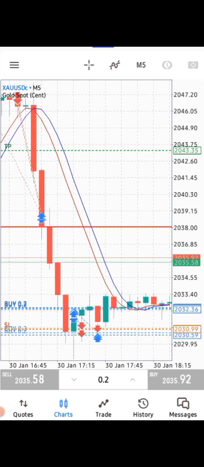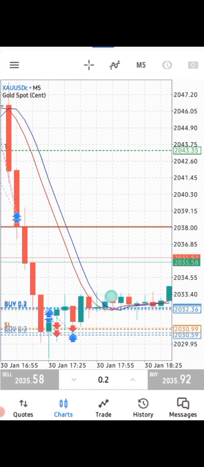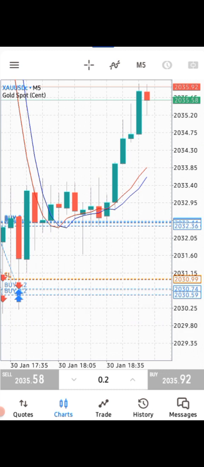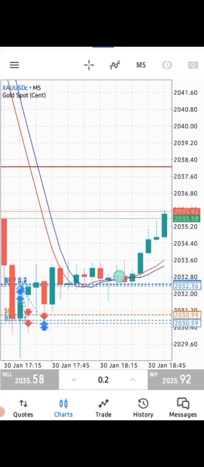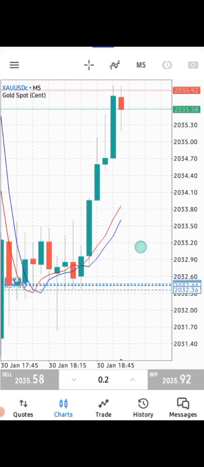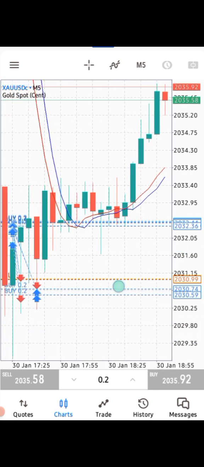In this case, I placed my stop loss less than 20 pips. This should be around 16, 17 pips, and they all hit the stop loss and closed me out of the market. And then later on you can see the market going the very direction I predicted.